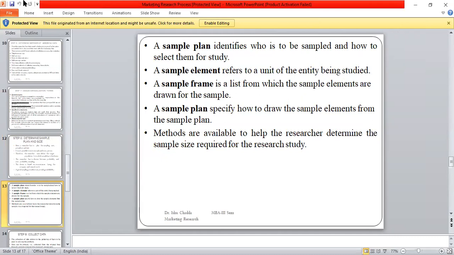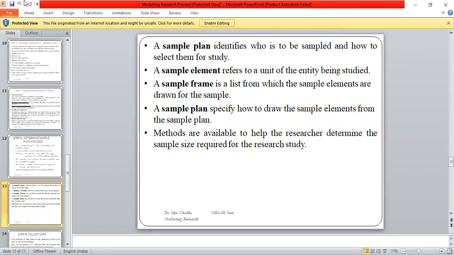That means I am choosing a sample from it. Out of the whole population of India who live below the poverty line, I only choose Amritsar for my study purpose. That means I have set my targeted sample here. A sample element refers to the unit of the entity being studied, that is Amritsar. The sample plan related here is the city of Amritsar.